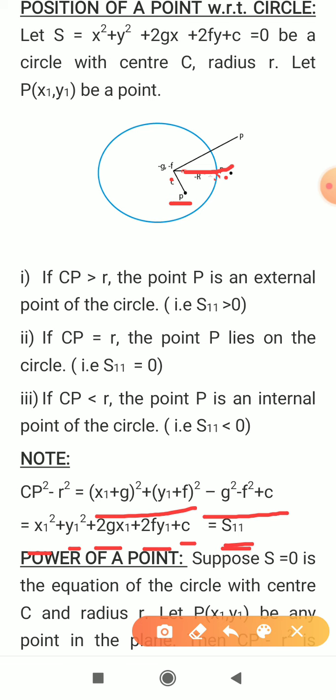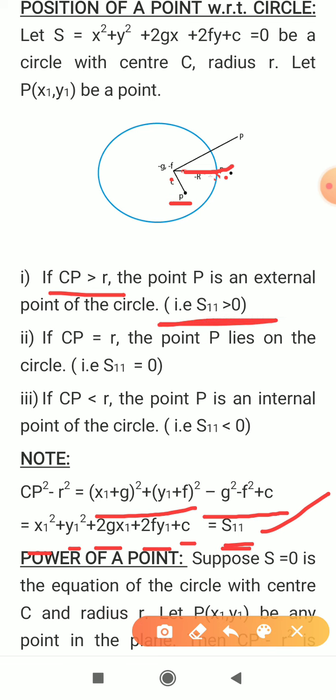This is the next concept. CP square minus R square is equal to S11. Now come to the condition. You observe this condition, CP greater than R. So squaring on both sides, CP square greater than R square. You bring that R square to the left side, or subtract R square on both sides. CP square minus R square greater than 0. But CP square minus R square is S11. So S11 greater than 0.